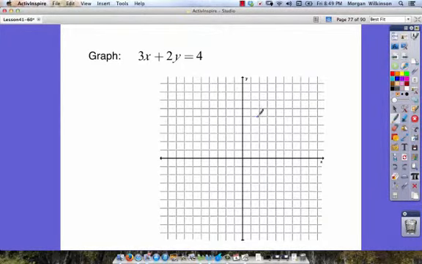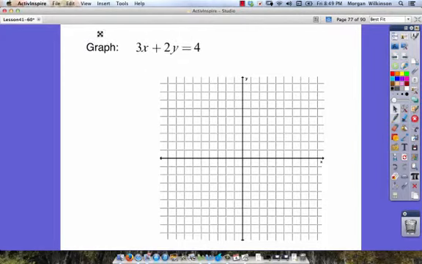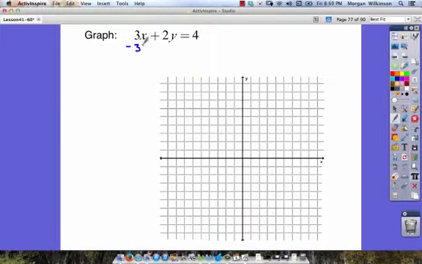Now this is about rearranging before graphing, the second part of our lesson. And what we want to do when we rearrange before graphing is to set y equal to everything else. So in order to do that, we're going to have to subtract 3x. And let's move our number up a little bit so we have some room to work here. So we're going to subtract 3x from both sides because we want to get y by itself.